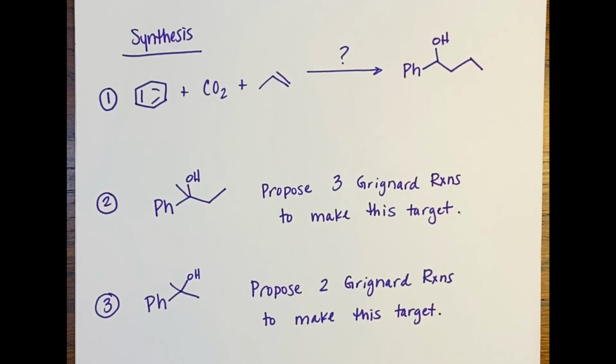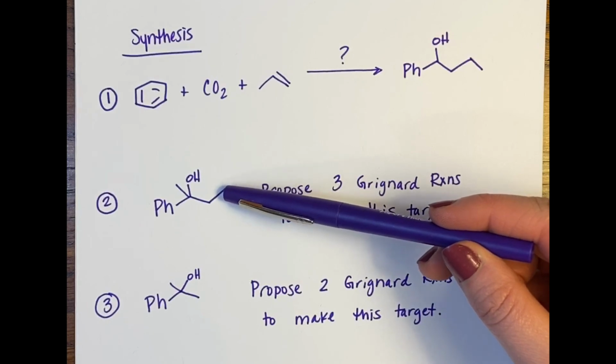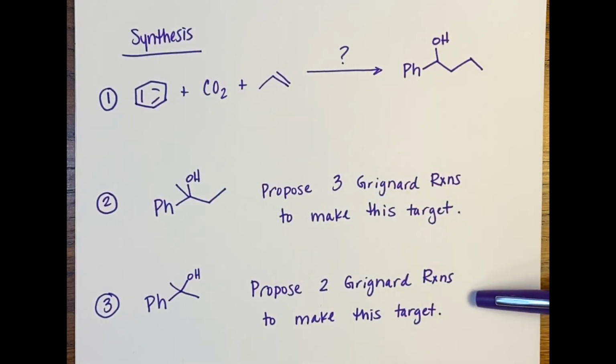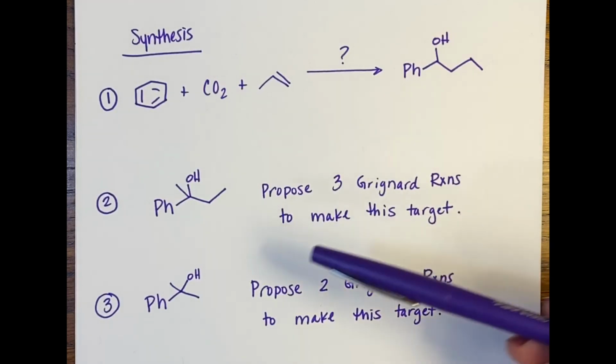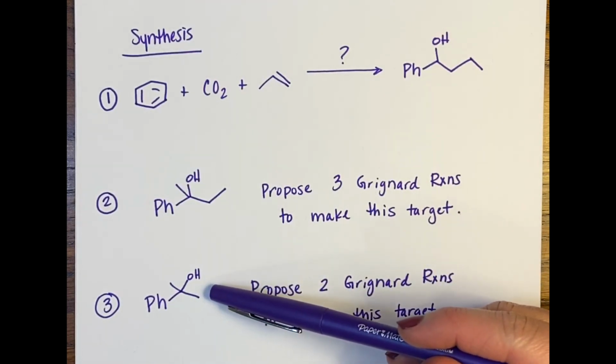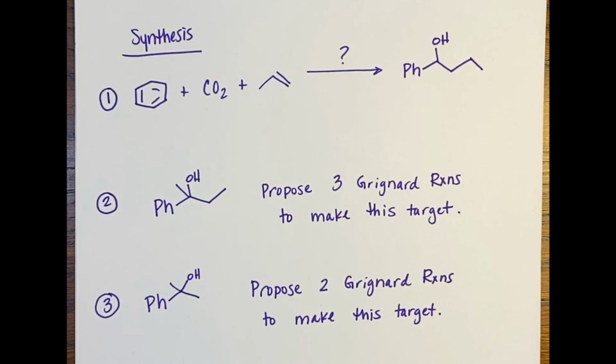So if we start to think about Grignard reactions in the context of synthesis, I want you to look at these problems. In the first one, I want you to take benzene, carbon dioxide, and 1-propene in order to make this alcohol. In the second reaction, I want you to propose 3 different Grignard reactions that you could use in order to make this target. In number 3, I want you to propose 2 Grignard reactions that you could use in order to make this target here. Think through all of these. Solve these. I'll post the solution on Blackboard.